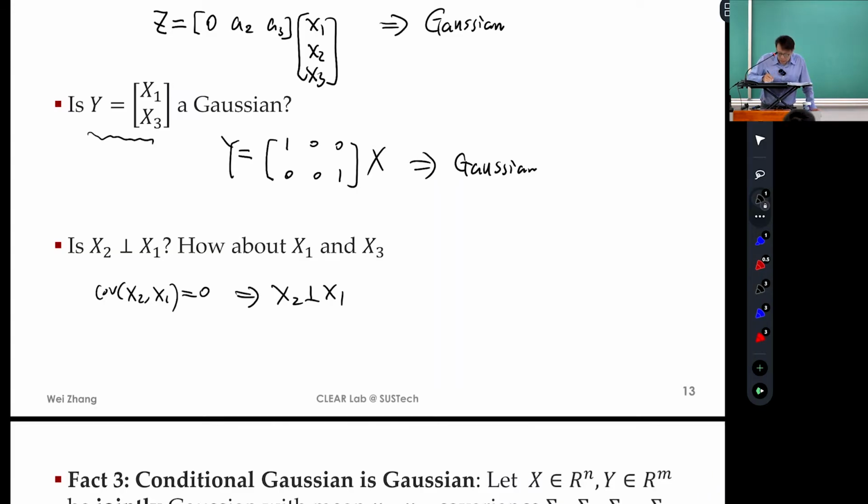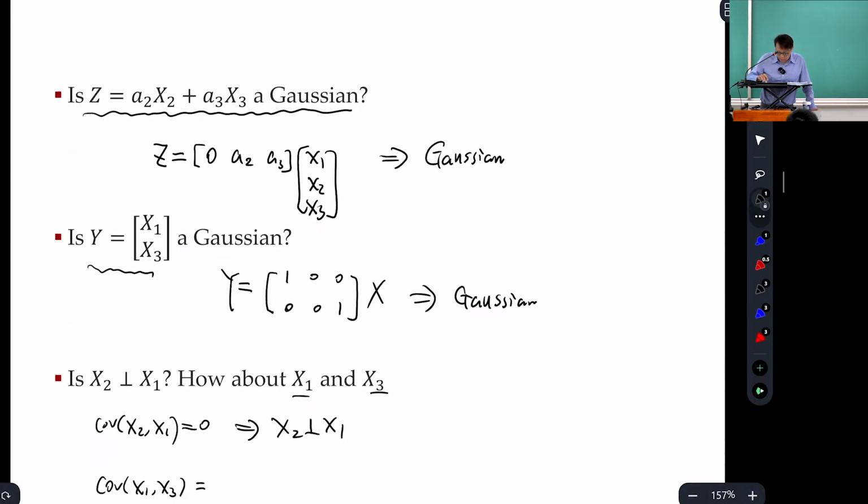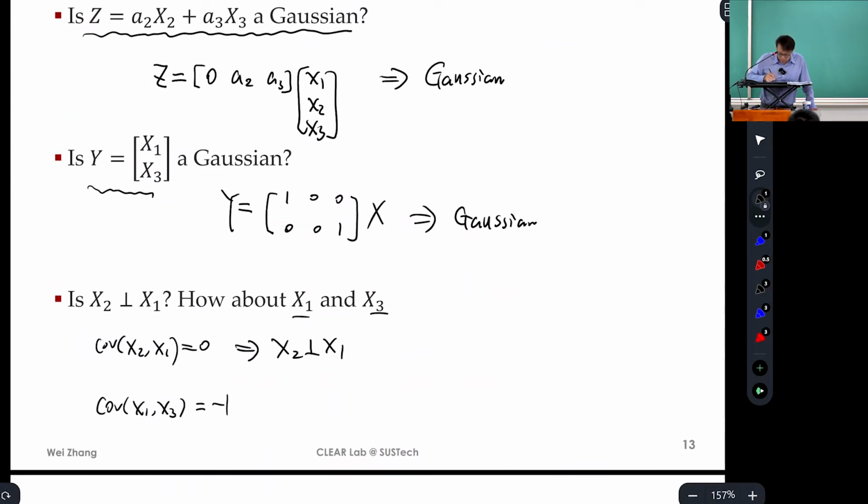Okay, what about X1 and X3? The covariance of X1 with X3 is -1. So it's not, sorry, they are not independent. Any questions? So we are trying to use those facts.